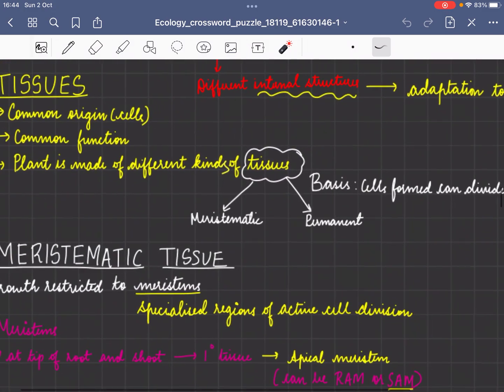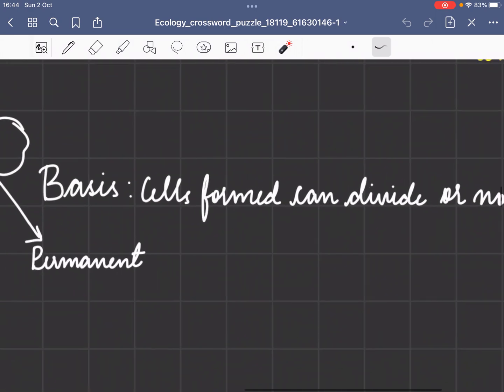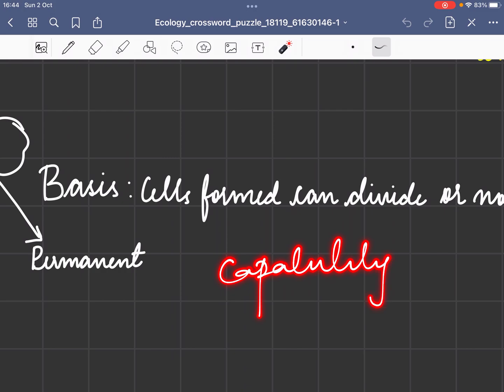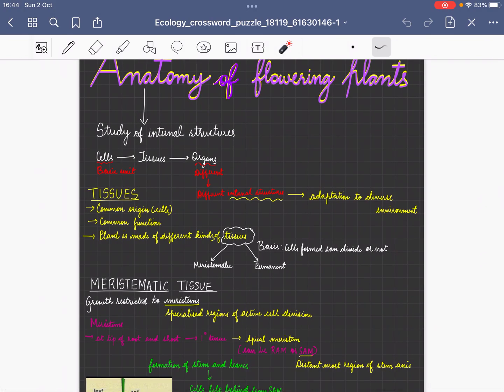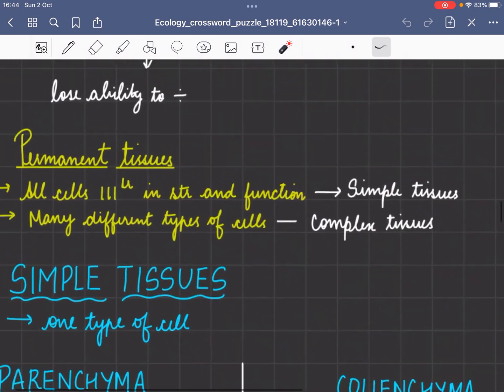Meristematic and permanent tissues, right? So here also I told you on what basis they are classified: whether the cells formed have the capability to divide or not, that is important. Now we're going to learn about permanent tissues.